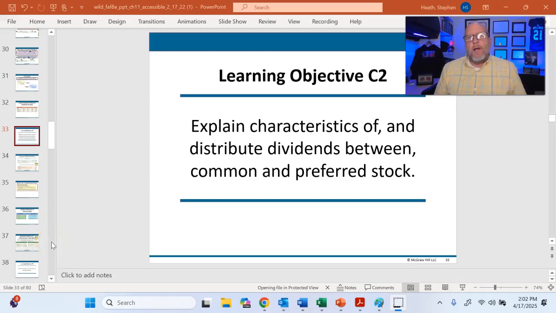All right, preferred stock in this lecture. We're going to go through how we deal with preferred stock when we issue dividends, and then we're going to talk about how issuing preferred stock and why we would issue preferred stock in the first place, like what are the characteristics and so forth. So anyway, preferred stock.